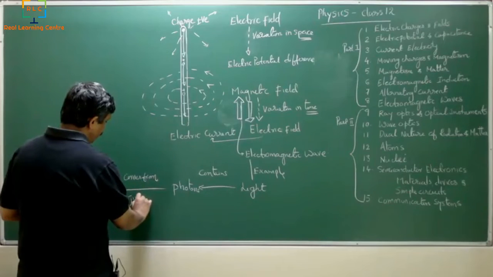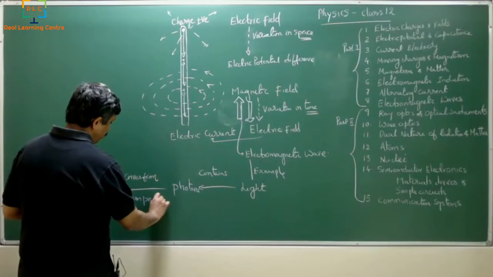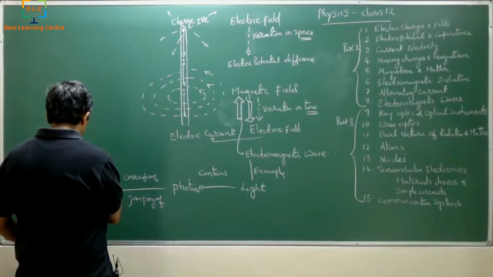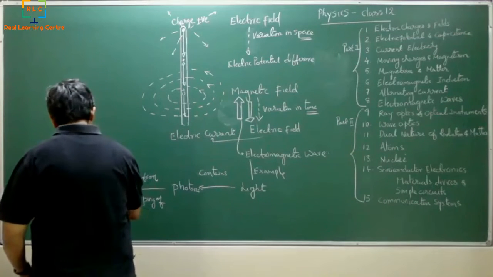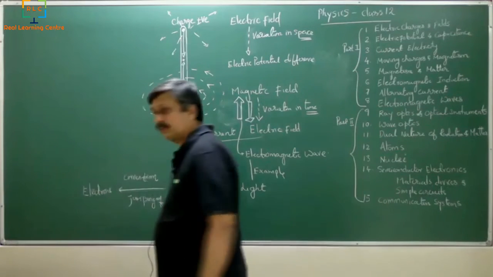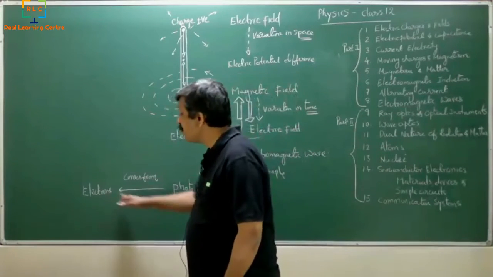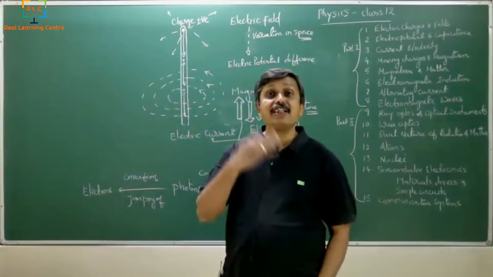So the photon actually comes from the jumping of electrons. So photons, where do they come from? They come from the jumping of electrons between the orbits.